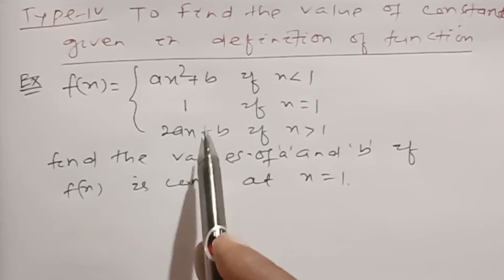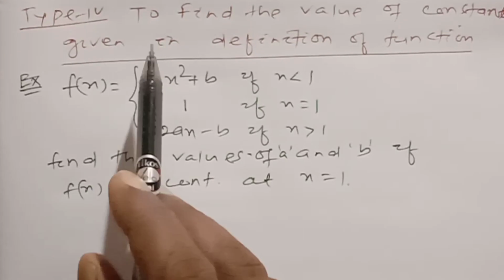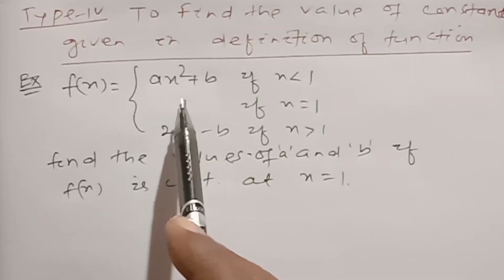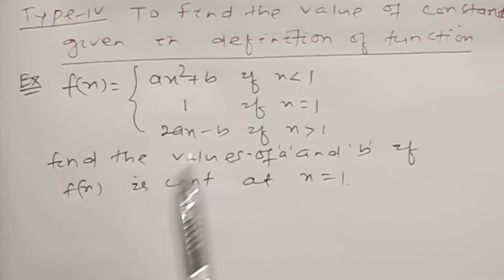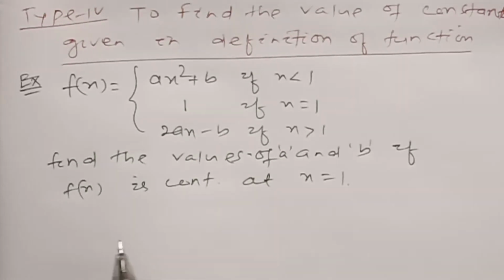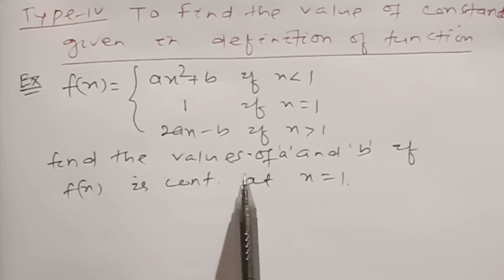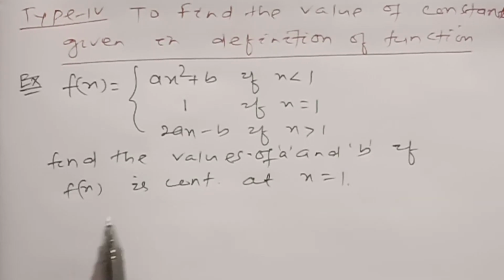जो फंक्शन को डिफाइन किए है उसमें 2 कंस्टेंट्स है, and here the question is to find the value of constants. So जो कंस्टेंट दिया गया है उसका वैल्यू हम कैसे निकालेंगे, where this must satisfy the condition of continuity. That means here the function is given, and find the values of a and b if f of x is continuous at x is equal to 1.